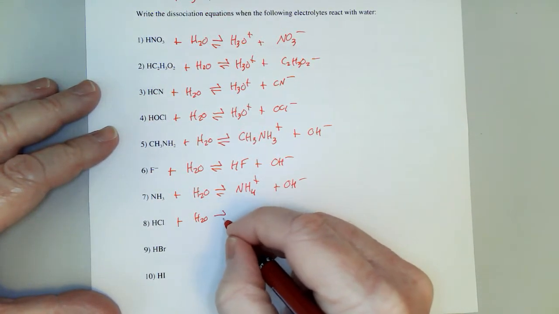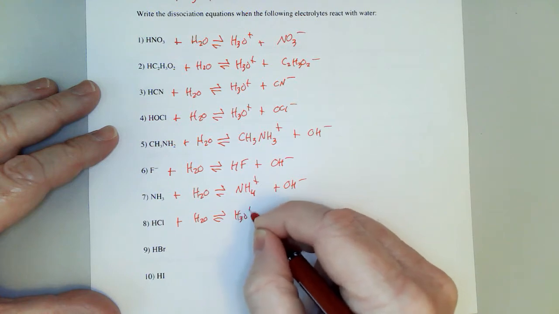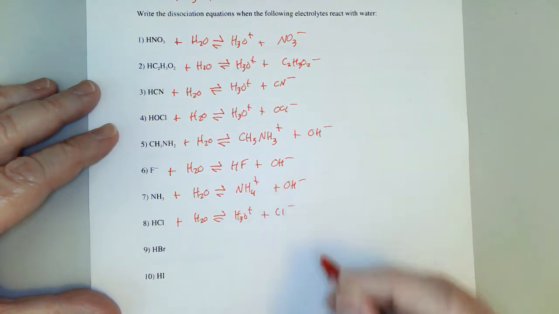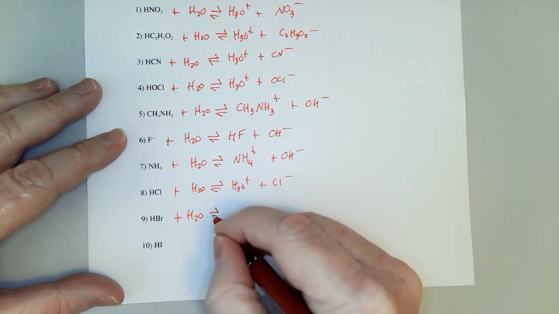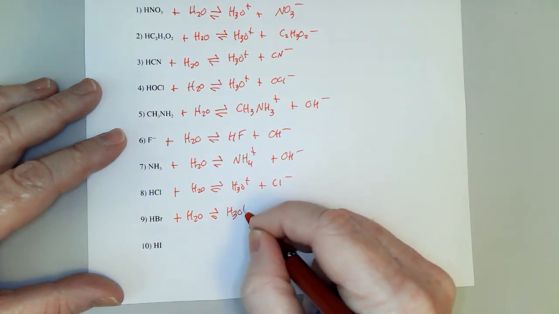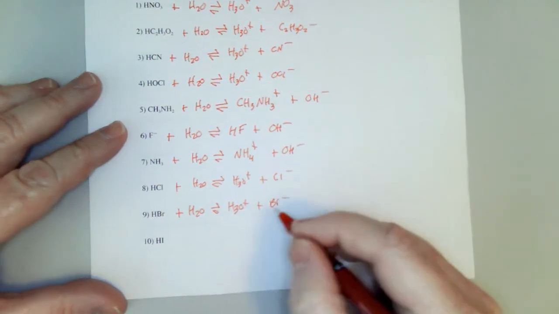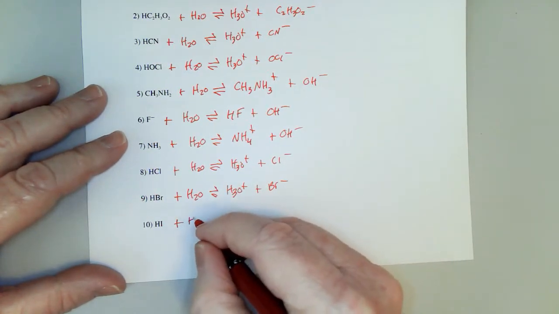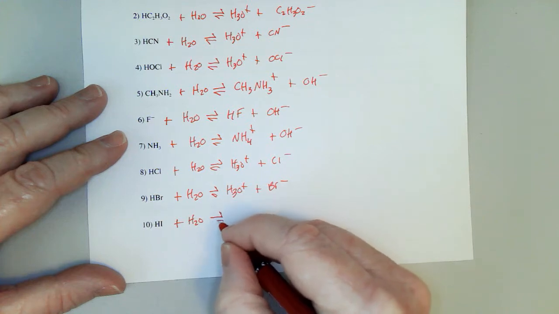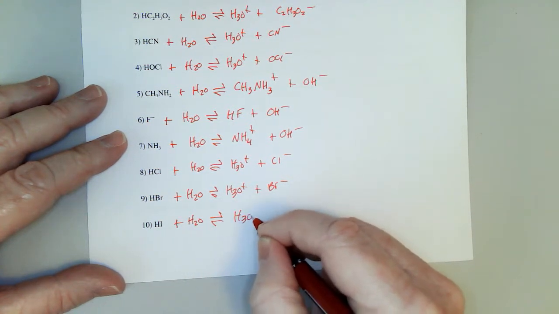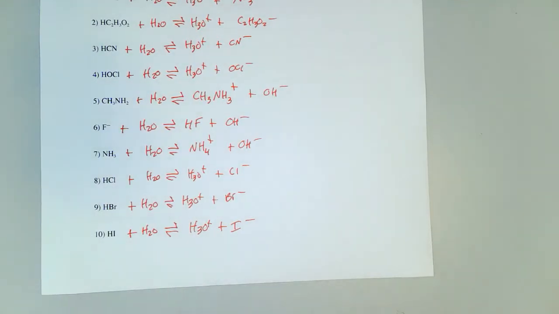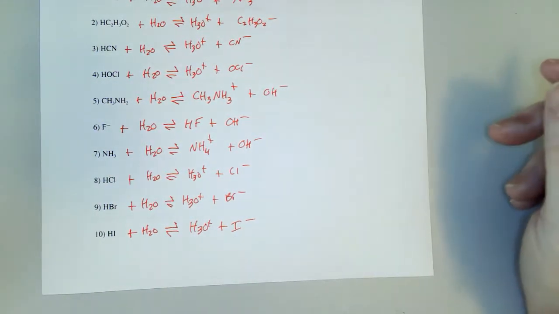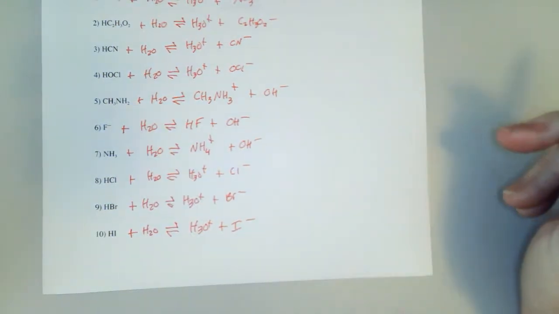Actually, we have this one up at the top of the page. H3O plus and Cl minus, plus H2O gives us H3O plus and Br minus, and then plus H2O gives us H3O plus and I minus. Okay? And you could go through and do the conjugate pairs if you like. Wouldn't be a bad exercise.